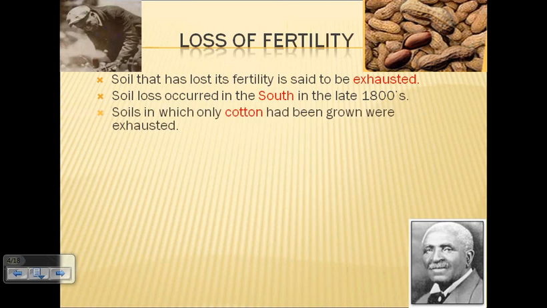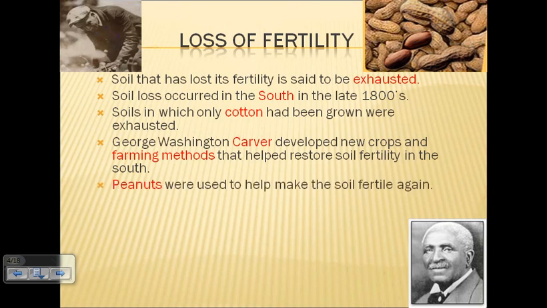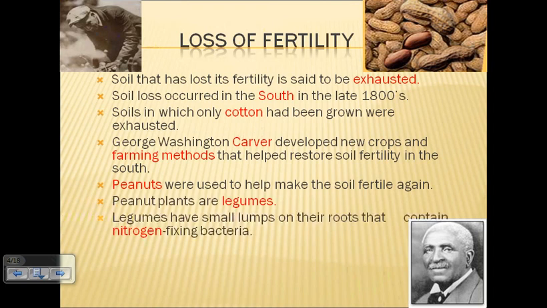The primary culprit for this was cotton growth. Soils in which only cotton had been grown became drastically exhausted. It wasn't until George Washington Carver developed new crops and farming methods that soil fertility was restored in the South. He used peanuts as a way of making the soil more fertile again. Peanut plants are legumes. These legumes have small lumps on their roots that contain nitrogen-fixing bacteria. Now, nitrogen is an important resource for plants.